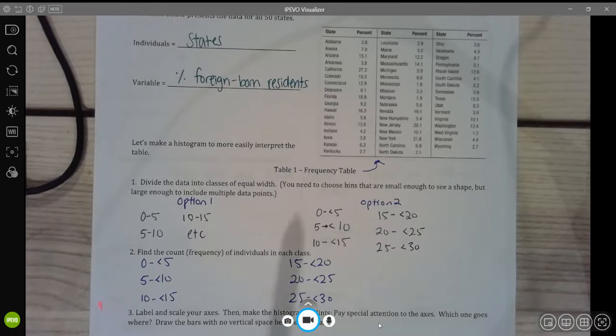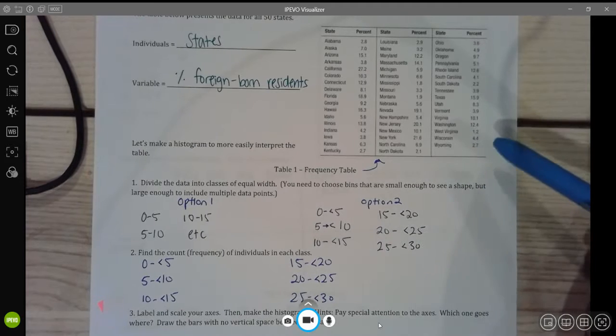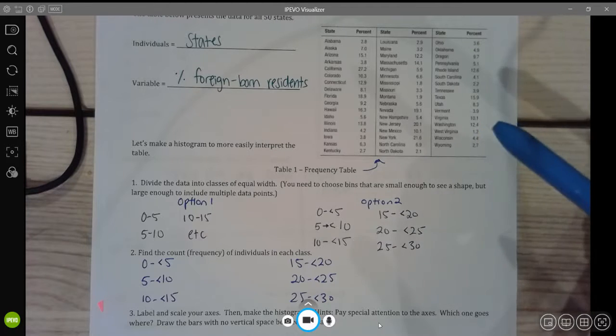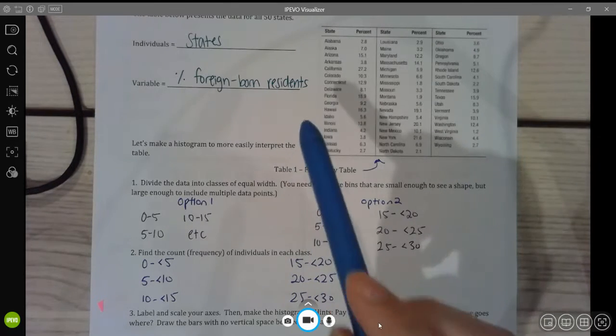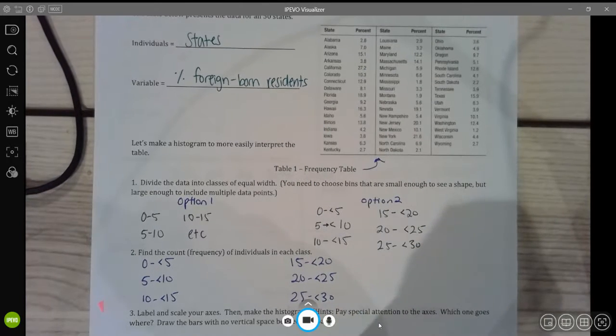I'm going to argue that let's just do groups of 5, because I think the lowest here is like 1 something. Is there anybody that's in the 0? I don't think there's anybody in the zeros. So there's a 1.2 here. West Virginia might be the lowest. And then the highest one, I see a 27 in California. It might be the highest one. Okay, so let's just do groups of 5.